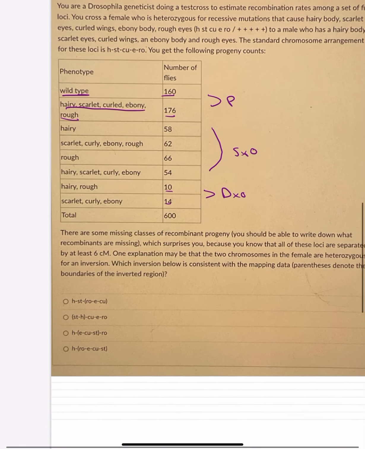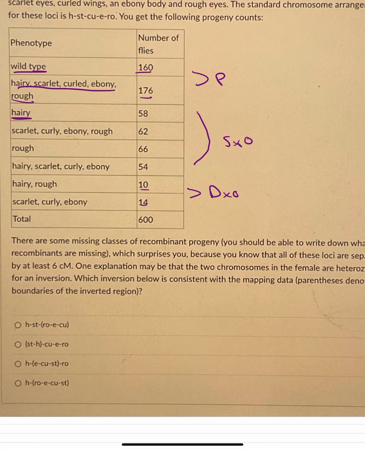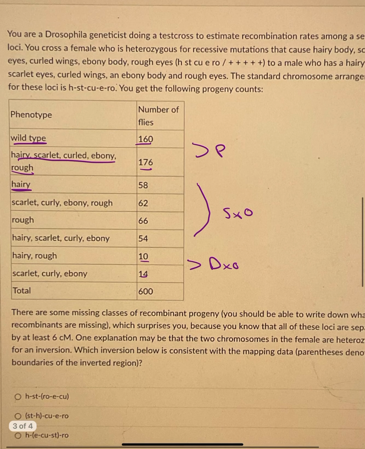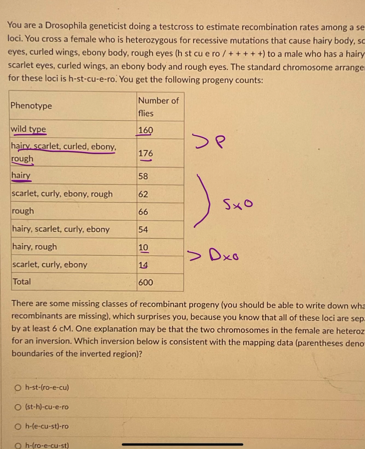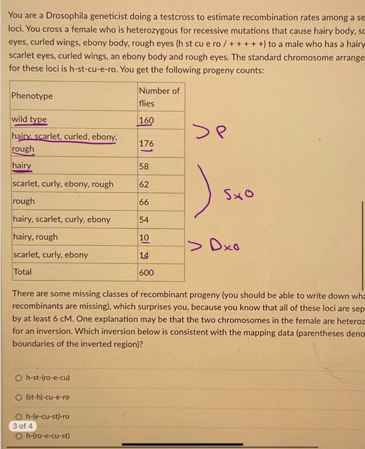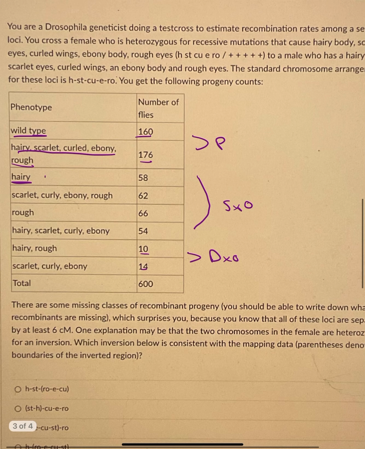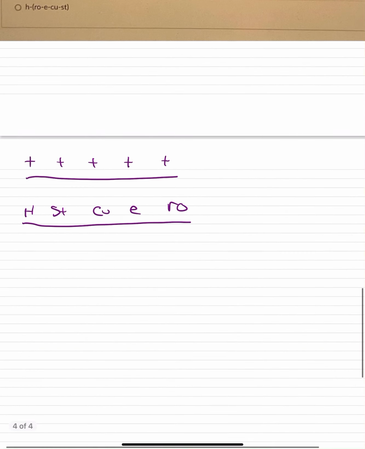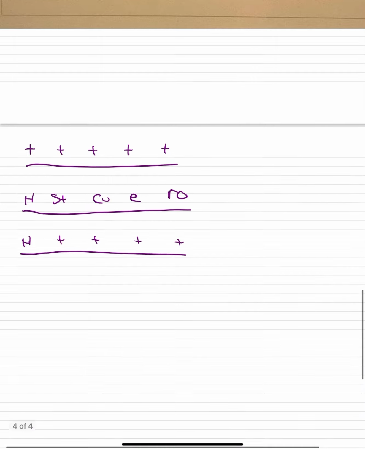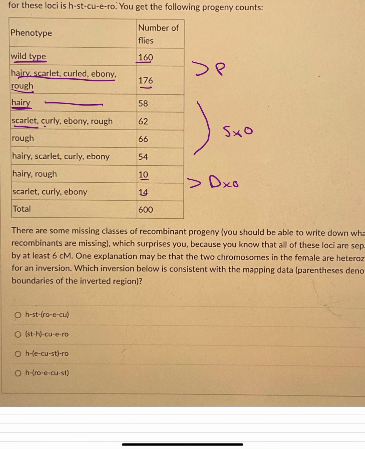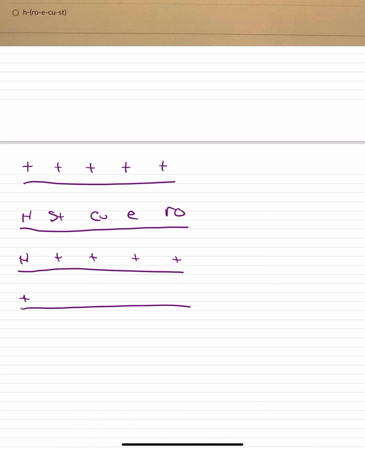All right, now let's write down the genotypes for the single crossovers. We have an individual who has the hairy mutation only. Remember, these mutations are recessive, so you have to have 2 alleles that confer the recessive mutation in order for the mutation to appear. We have a hairy body and nothing else, meaning that everything else is going to be wild type. So on this chromosome, we're going to have H for hairy body, and everything else is going to be wild type: H plus plus plus plus. On to the next one. Scarlet, curled, ebony, rough. These contain all the mutations except for the hairy mutation. So hairy is going to be plus in this case, and then all the other mutations are going to occur: ST, CU, E, RO.